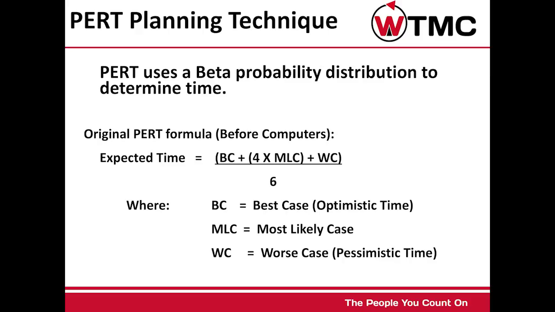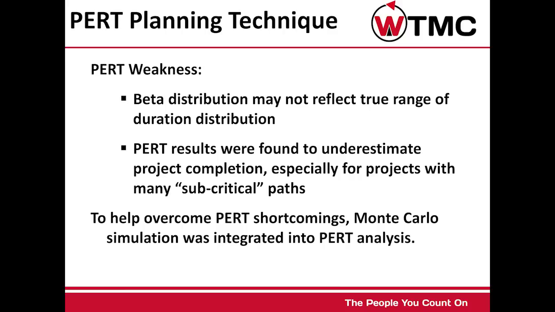In essence, the PERT method gives a 66.67% weighting to the most likely case, in effect creating a bell curve of expected time of completion. PERT weakness: the beta distribution may not reflect the true range of duration distribution. PERT results were found to underestimate project completion, especially for projects with many subcritical paths.